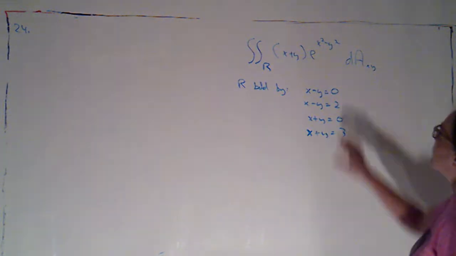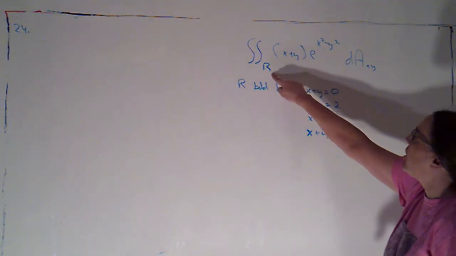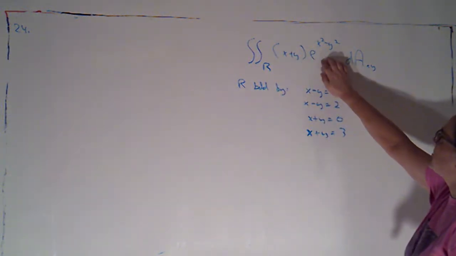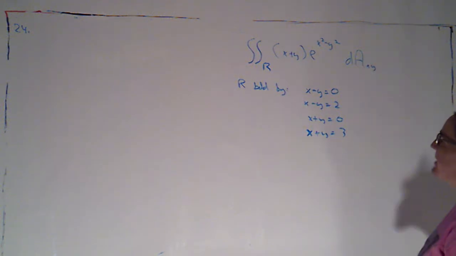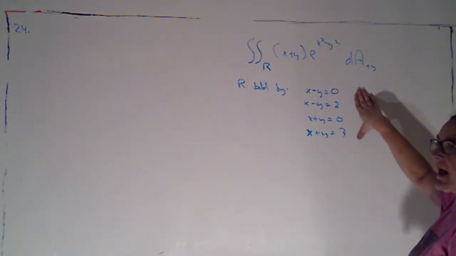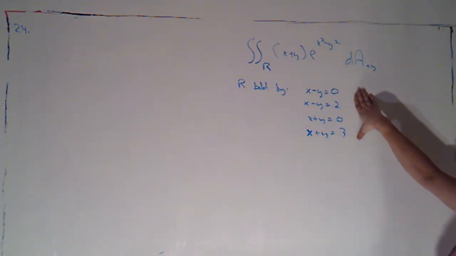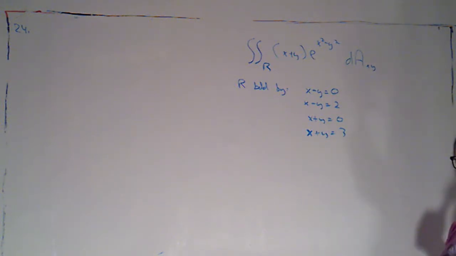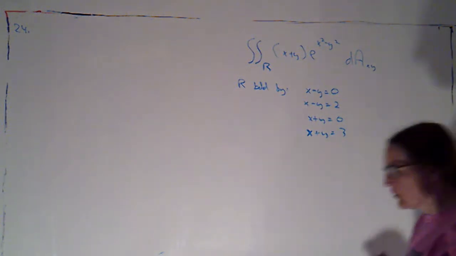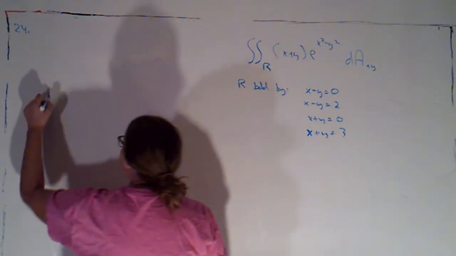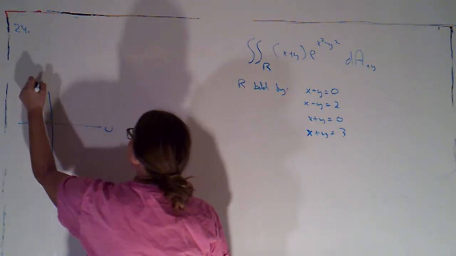Okay. So we're given this integral. We're integrating over R, x plus y, e to the x squared minus y squared with respect to area. And R is the region that's bounded by these four lines: x minus y is 0, x minus y is 2, x plus y is 0, and x plus y is 3. Okay. Now I can certainly draw the region R if I want to, but notice I don't actually even have to in order to figure out what region I want to be working with in the UV plane.